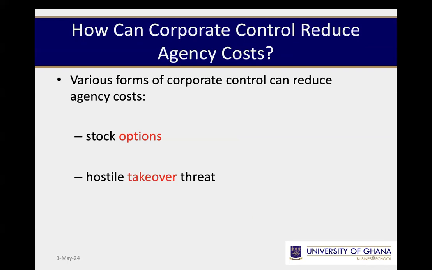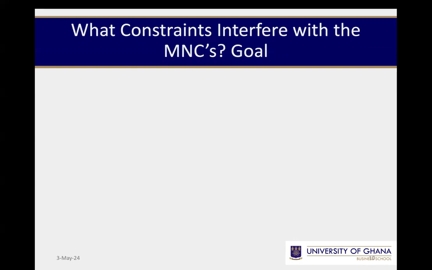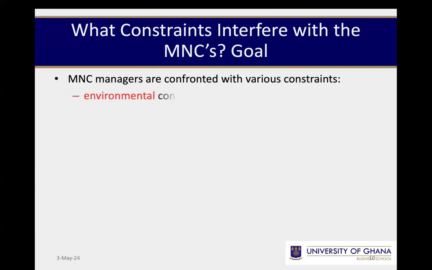So I mentioned earlier the hostile takeover threat. And then we also have investor monitoring, usually from the institutional perspective, where investors get to have caveat clauses and deep monitoring of the subsidiary at that level. Now, we have come to appreciate that the MNC's goal is actually that of maximizing shareholder wealth. Now, what are the kind of constraints that can interfere with that particular goal of maximizing shareholder wealth?